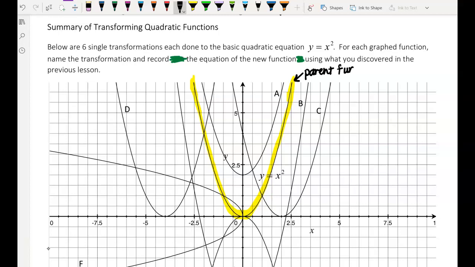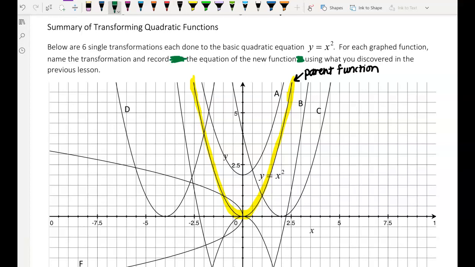Whether you want to highlight it, use another color. There should be highlighters in your toolboxes. You do not have to use the same colors I use. Don't try to match me color for color. You can use whatever colors you want, but I do suggest we do these in different colors so that they stand out. So after I've highlighted my parent function, there's nothing else for me to do after I highlight that. It's just showcasing it so I know that all the other transformations are being compared to that.